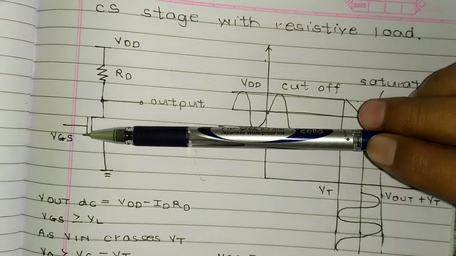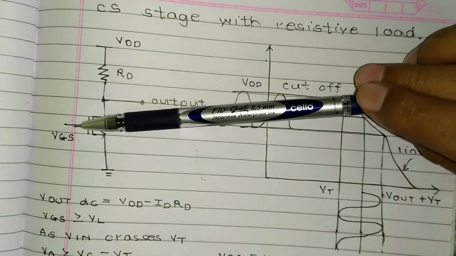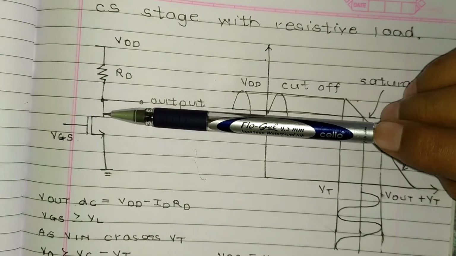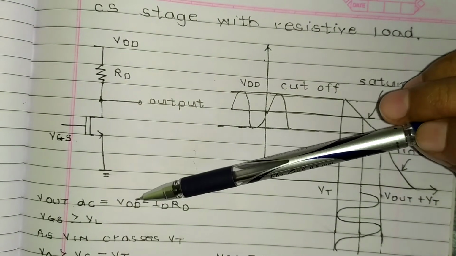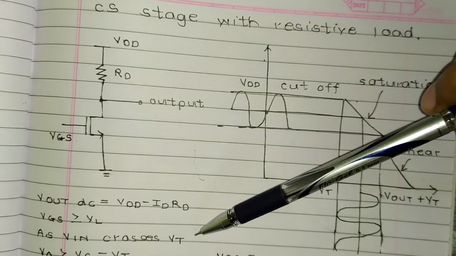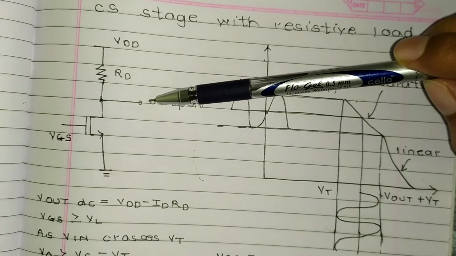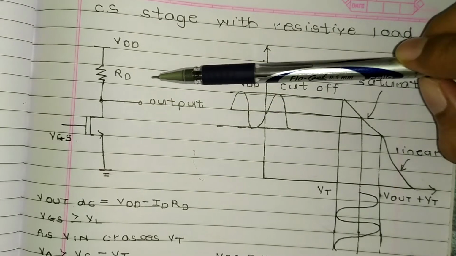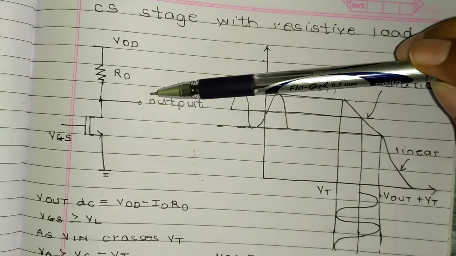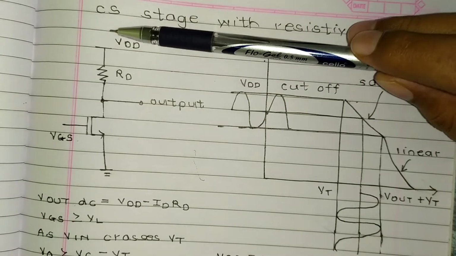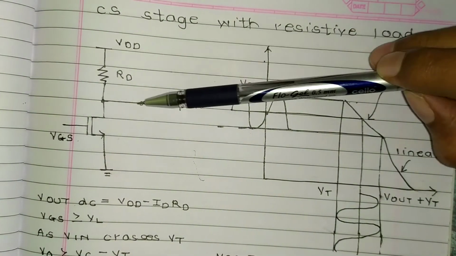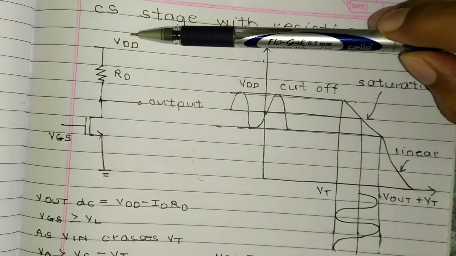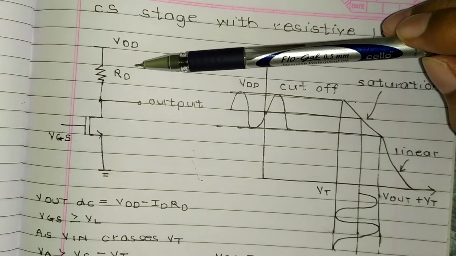So the voltage between gate and source is VGS. So Vout DC is equal to VDD minus IDRD. So Vout DC, that is this voltage. So the law is applied at this node. KVL is applied at this node.